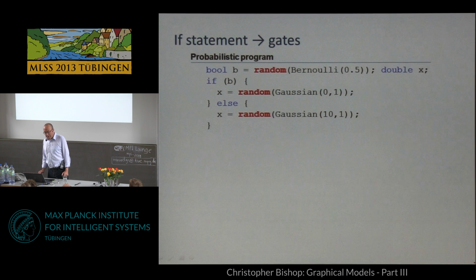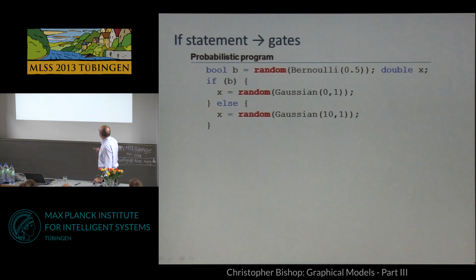Let's do it the other way around now. Let's look at things that we might code up and see what they correspond to graphically. What about if we had an if statement? So b is a Boolean random variable, a coin flip, and it's 50-50 true or false. If it's true, we're going to execute this piece of code. We're going to define a random variable which is Gaussian with 0 mean and unit precision. If b is false, then instead we're going to define x to be a Gaussian with a mean of 10 and a precision of 1.